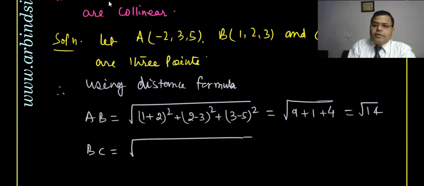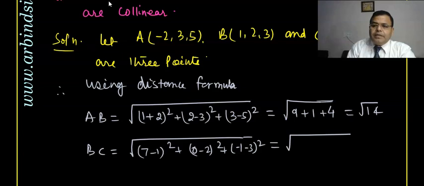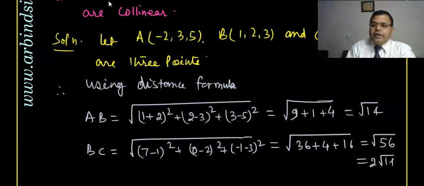Now BC is equal to the square root of 7 minus 1 whole square plus 0 minus 2 whole square plus minus 1 minus 3 whole square. That will be 7 minus 1, 6 whole square, 36, plus 4, plus minus 4 whole square is 16. That is root 56. That is 2 root 14, which can be written as 4 into 14. So 2 root 14. Now AC is equal to what?